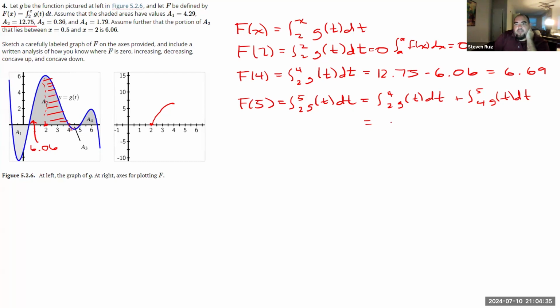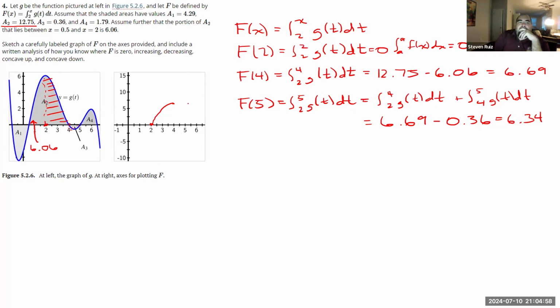The integral from 2 to 4 is something I just found. That is 6.69. What is the integral from 4 to 5 of this function? Well, that is going to be whatever we're told area 3 is, which is 0.36. So 6.69 minus 0.36, which is equal to 6.34.